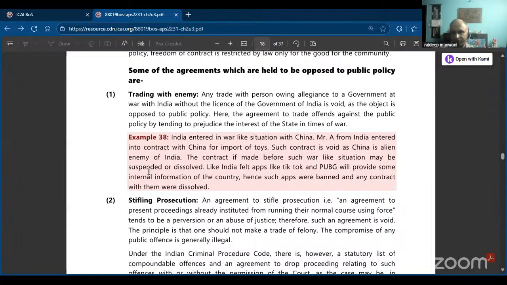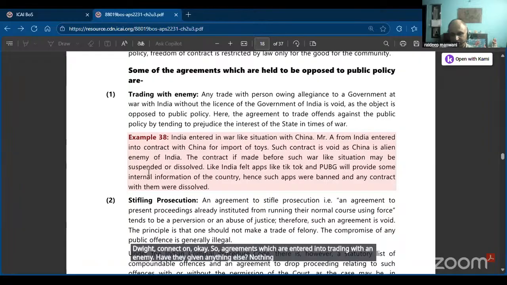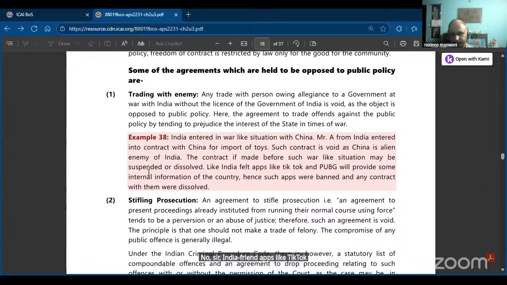So anything which will benefit the enemy country is declared null and void. Correct? Okay. So agreements which are entered into trading with an enemy, have they given anything else? Nothing, right? India felt apps like TikTok and PUBG will provide internal information of the country, and such apps were banned, and any contract with them will be dissolved. Yeah. So it will be dissolved.